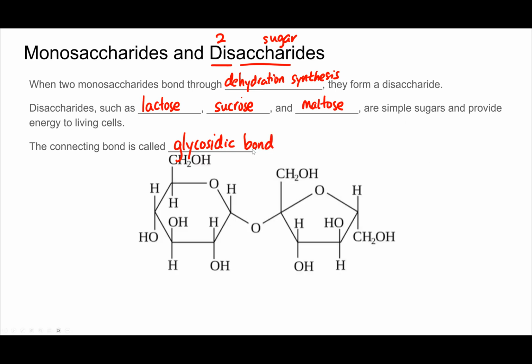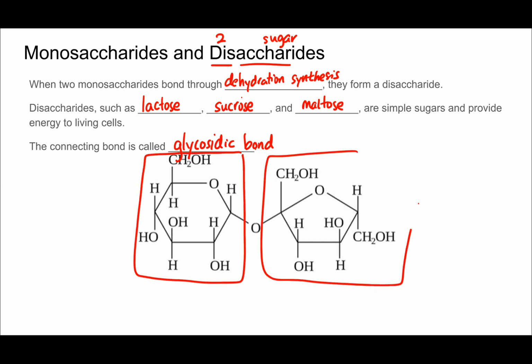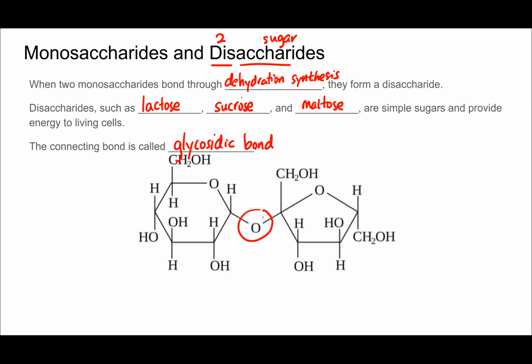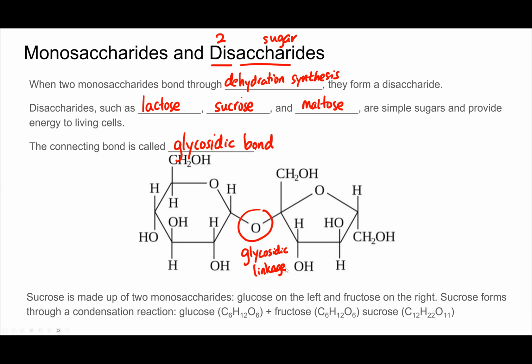Let's look at this particular model right here. You can see the ring shapes of the two monosaccharides, and they're connected by this central bond right here. This particular bond is called a glycosidic bond. Sometimes we'll use the word linkage, but they are synonymous. In this picture, you can see this is sucrose, right? This disaccharide is made of two monosaccharides, connected by the glycosidic linkage. One is glucose, one is fructose, and together they form sucrose.